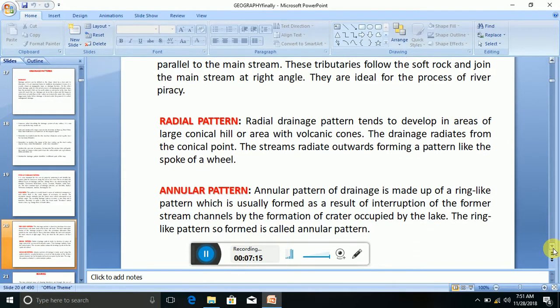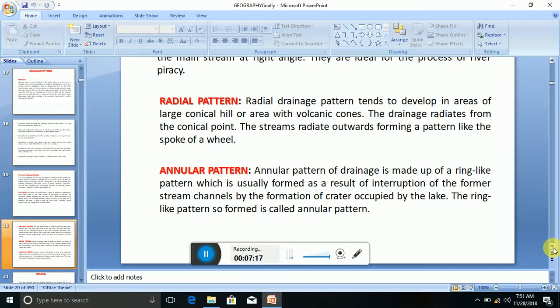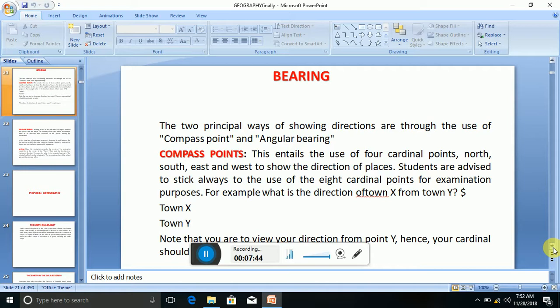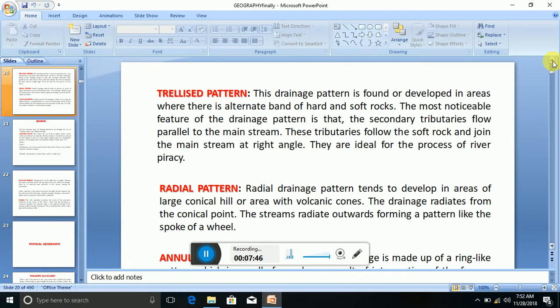Now let's look at annular pattern. Annular pattern of drainage is made up of a ring-like pattern, which is usually formed as a result of interruption of the former stream channels by the formation of a crater occupied by a lake. The ring-like pattern so formed is called annular pattern. So whenever there is a lake forcing this to be formed, we call it annular pattern.